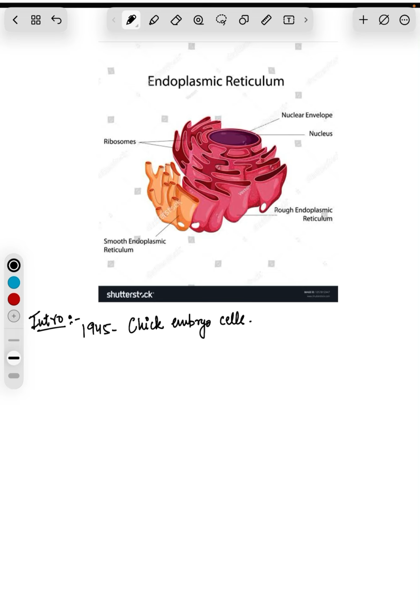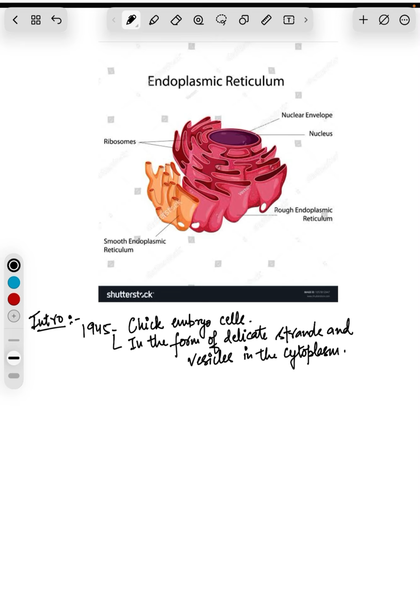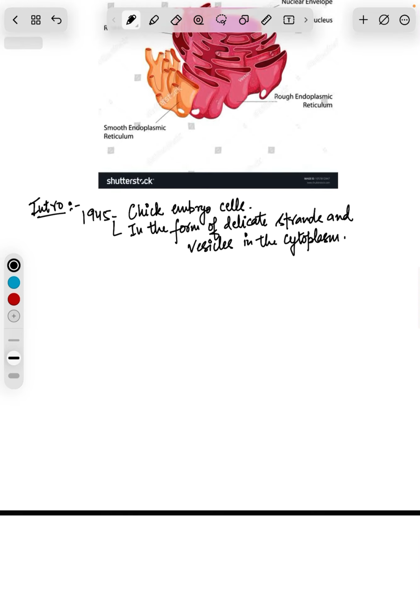They are membrane-bound channels seen in the form of a network of delicate strands and vesicles in the cytoplasm. Also, they are single membrane cell organelles, means these do not have any inner or outer membrane. And these form an interconnected network of tubules, vesicles and cisternae within these cells. These three are elements of ER which we will study further. So, tubules, vesicles and cisternae are the structures which form the whole ER.